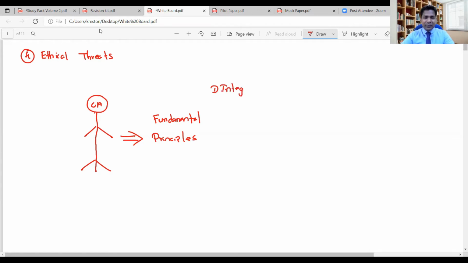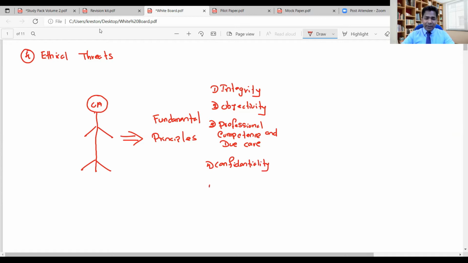One is integrity. Number two, objectivity. I hope you can remember this. Number three, professional competence and due care. Number four, we discussed confidentiality. And number five, professional behavior.